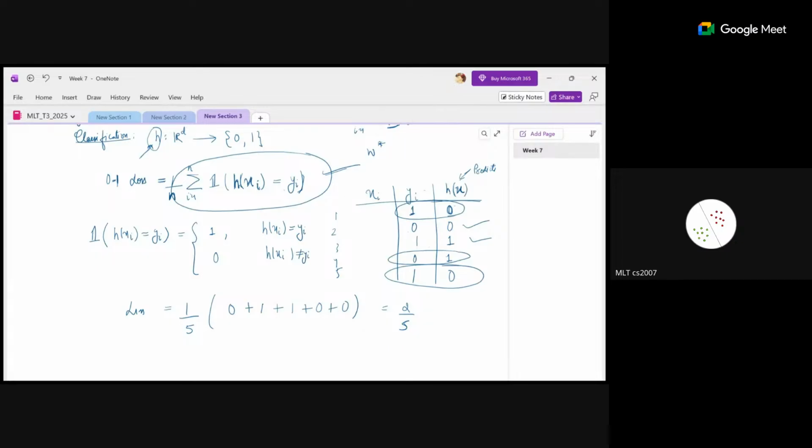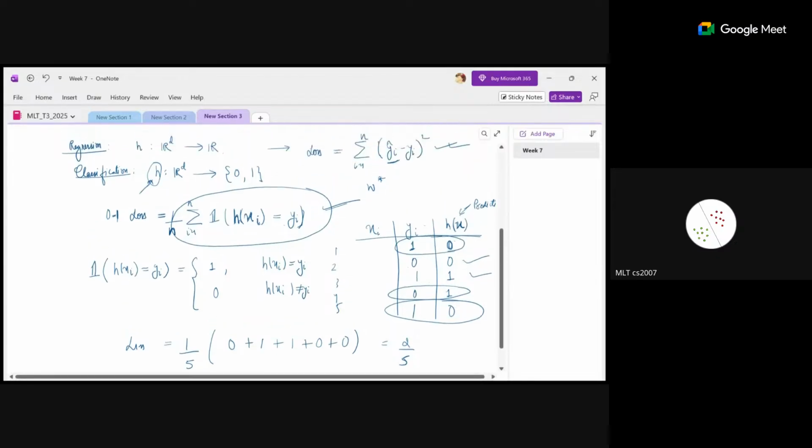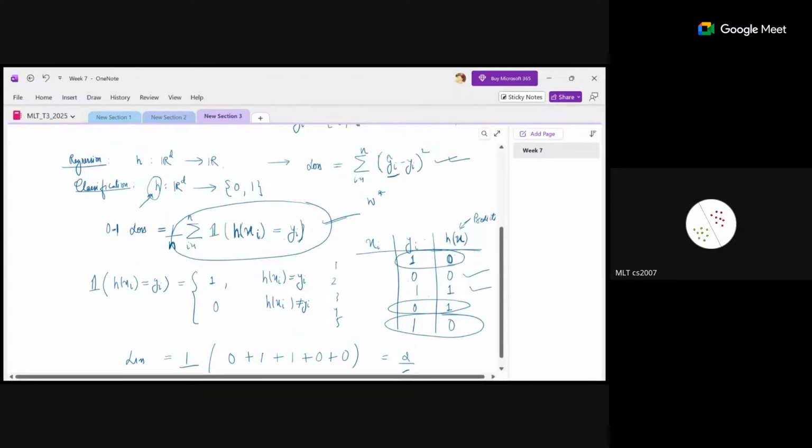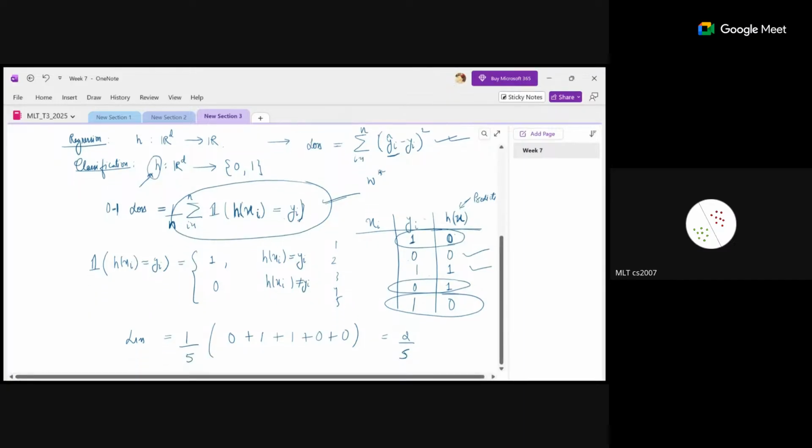I think I earlier said 3, but yeah, 2 is correct. So 2 by 5 is the loss that you will get for this function. All right. So unlike the regression problem where we are trying to look at the squared loss and find the optimal weight from there because we wanted to minimize this loss, here in this case of classification, we have the 0-1 loss, and this is how we define the 0-1 loss to be.